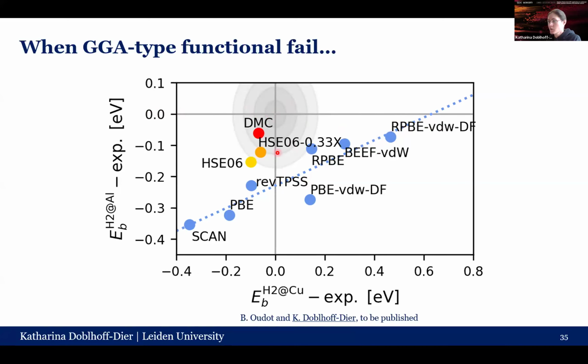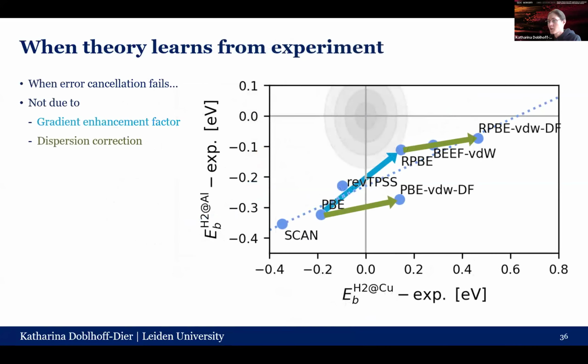And from this plot, you can already see that the issue is not in the gradient enhancement factor. As we go from PBE to RPBE, okay, the point moves, but it will not get us up here. It goes along this scaling. Also, if we add dispersion corrections, again, we might go from PBE to PBE with van der Waals-DF, but it does not bring us outside of this correlation line. So this cannot help us.